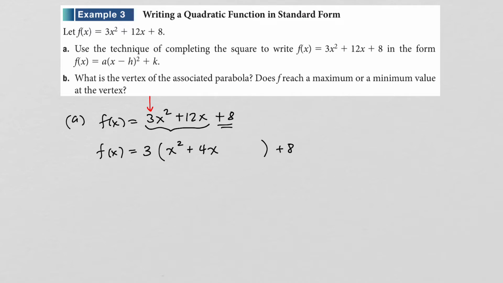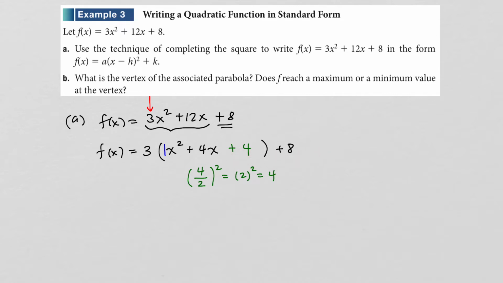Now on the inside of the parentheses, notice you have a 1 there, which is important. We take that middle number 4, divide it by 2, and square it, and this gives us 4, and we are going to add 4 to complete the square. Now, once you add 4 to complete the square, you have to compensate for that on the outside by getting rid of that plus 4.